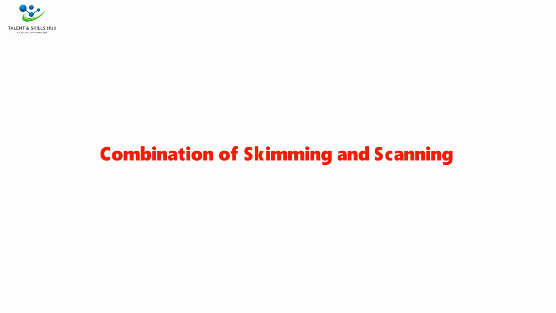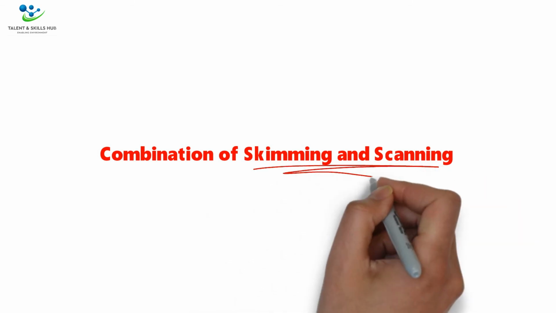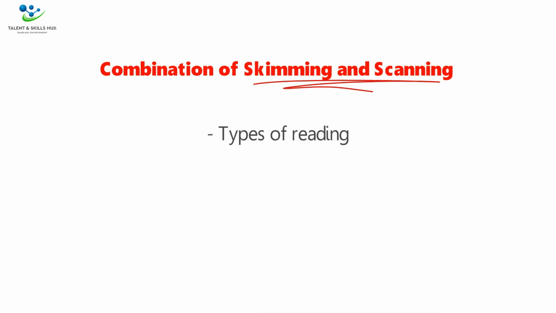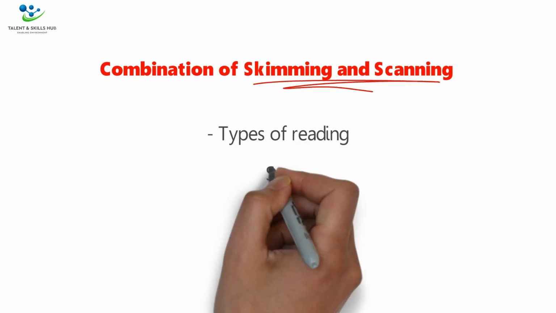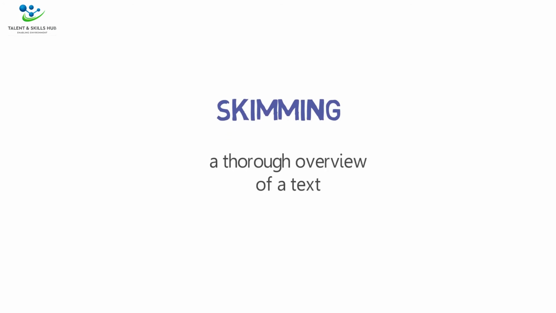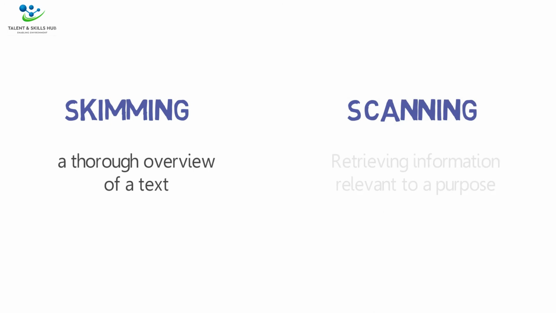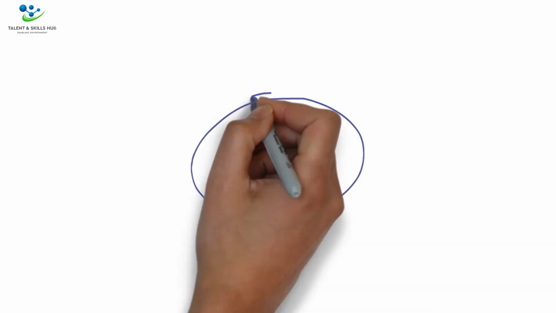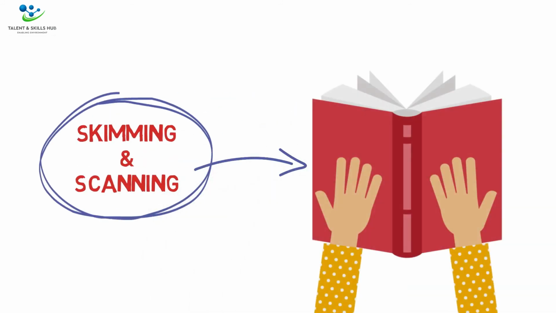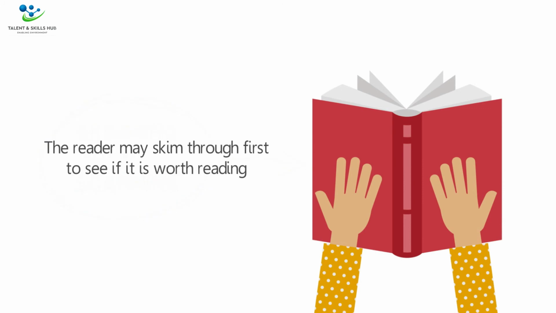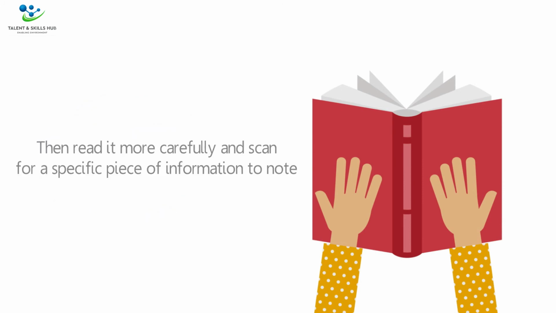Combination of skimming and scanning. Skimming and scanning are sometimes referred to as types of reading, and at other times, as skills. Skimming involves a thorough overview of a text and implies a reading competence. Scanning is more a limited activity, only retrieving information relevant to a purpose. Often skimming and scanning are used together when reading a text. For example, the reader may skim through first to see if it is worth reading, then read it more carefully and scan for a specific piece of information to note.